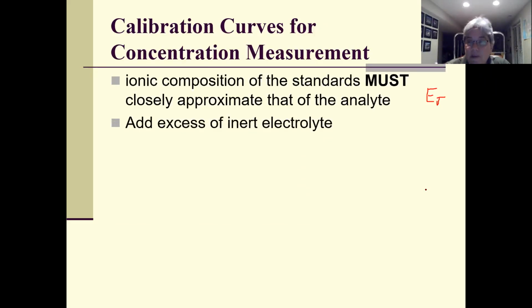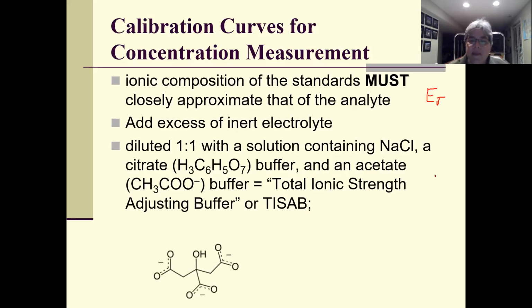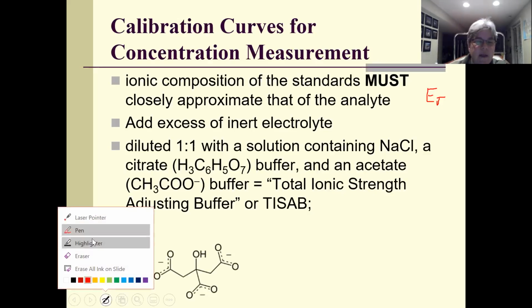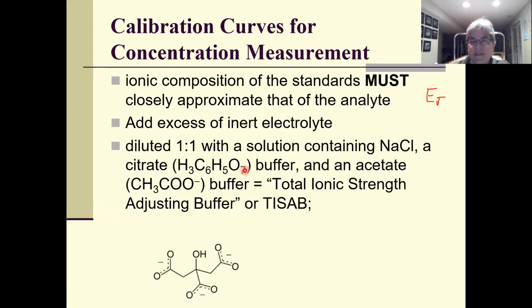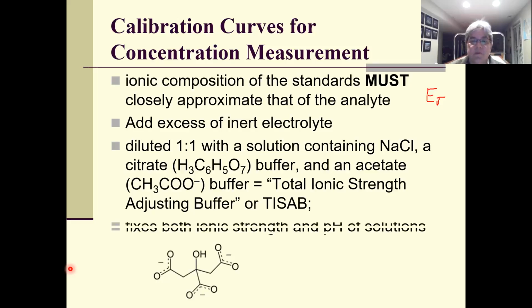So what we do in order to make sure they do is we add a whole bunch of inert electrolyte. They add this thing, it's got a long name, total ionic strength adjusting buffer. And it has three things. It has sodium chloride, it has citrate, and it has acetate. Okay, and citrate looks like this. Citrate is a buffer, and then the acetate has this structure. All right, so the reason we add this is because it makes the ionic strength and the pH of everything the same, of all your standards and of all your solutions.